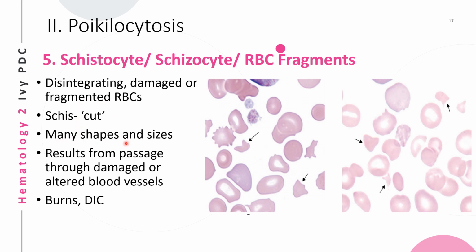Therefore, there are many shapes and sizes of schistocytes. There is no specific singular description for schistocytes. As long as they look like disintegrated fragments of red blood cells, they can be considered as schistocytes. These are also schistocytes. Schistocytes usually result from the passage through damaged or altered blood vessels, seen in conditions like burns or DIC, or disseminated intravascular coagulation.